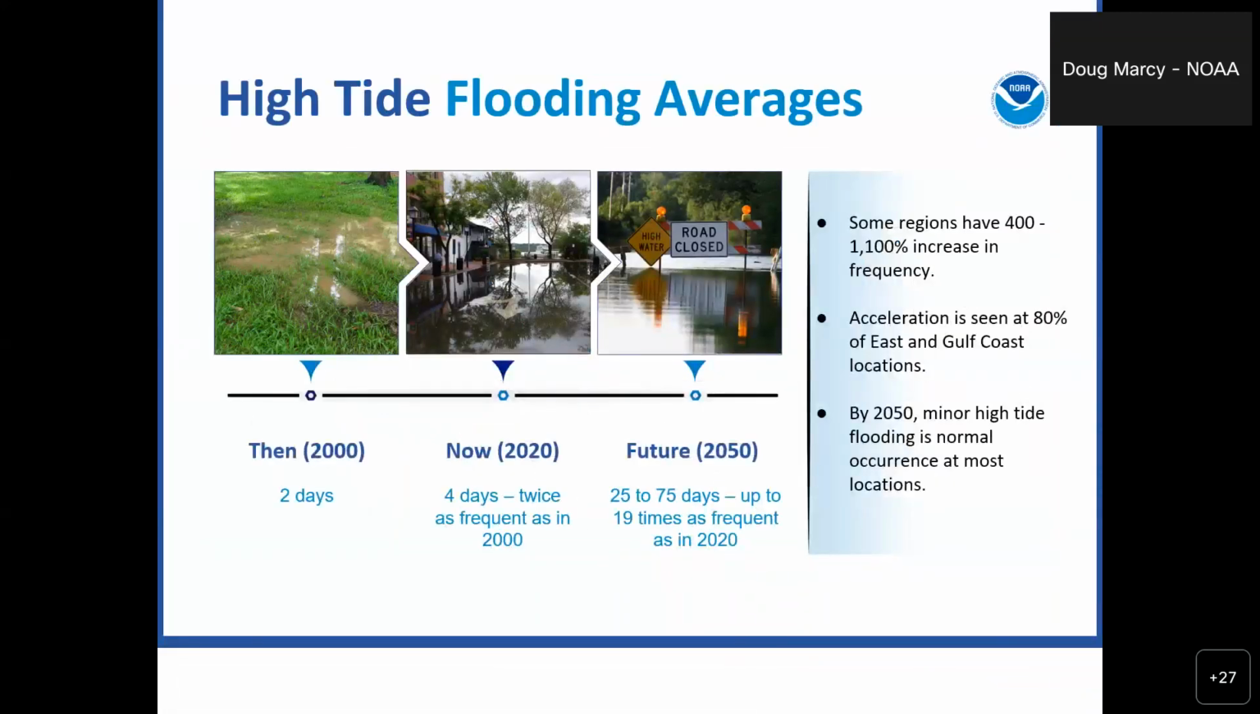So in 2000, we saw about 2 days a year on average. This is around the country, not just here in the Southeast, so much higher in some locations. Now we're seeing almost twice as much as that kind of average nationally, and eventually we're looking at up to almost 20 times more frequent by 2050. Next.